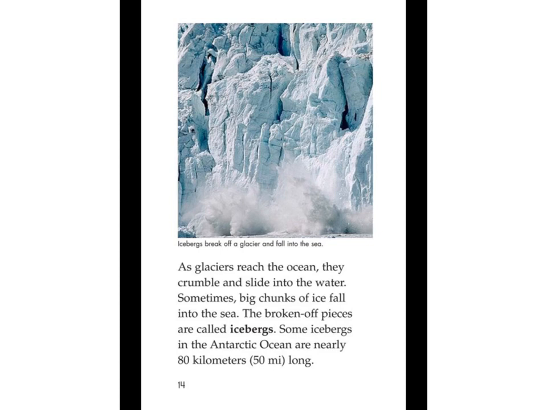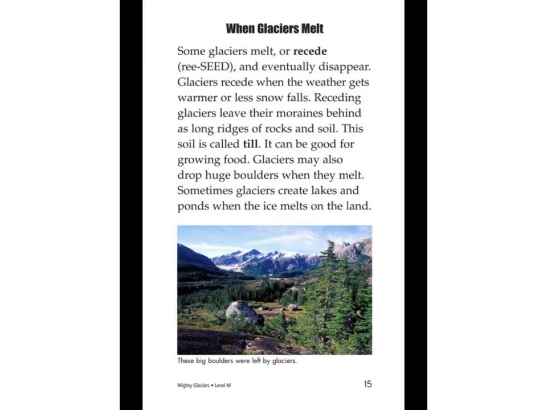So imagine you have 80 kilometers in the ocean. So it's almost like a huge island of ice going in the middle of the ocean. When glaciers melt, some glaciers melt or recede and eventually disappear. Glaciers recede when the water gets warmer or less snow falls.